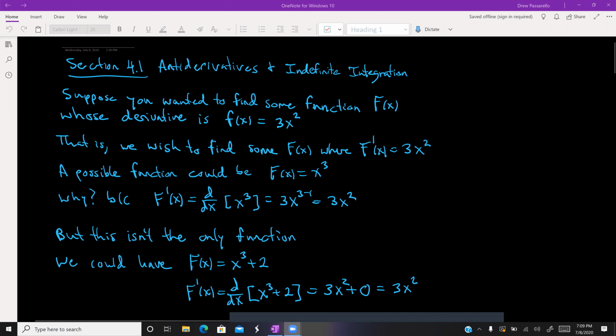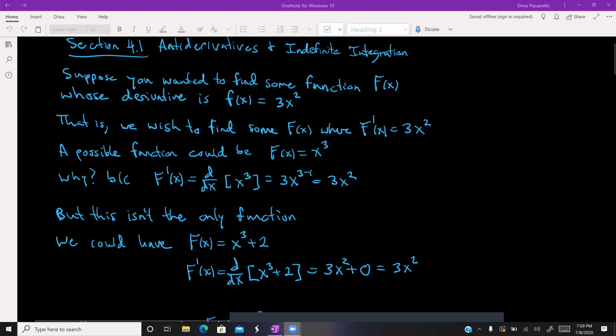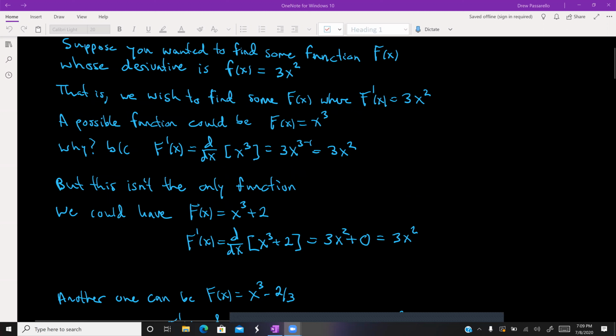Right? Why is that? Because we use the power rule, and using the power rule results in 3x squared, because you drop down the 3 and then subtract 1 from its exponent, so it becomes 3x to the 3 minus 1, 3x squared. So a possible function whose derivative is 3x squared is x cubed. But that isn't the only function. We could have the function be x cubed plus 2.